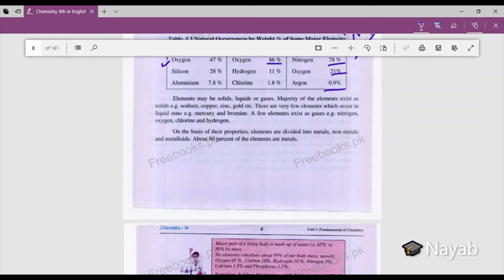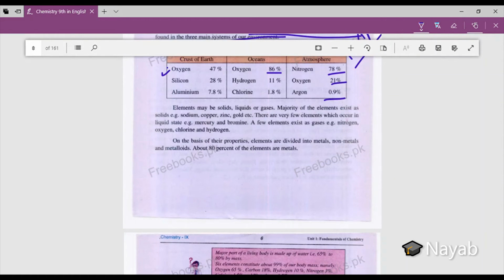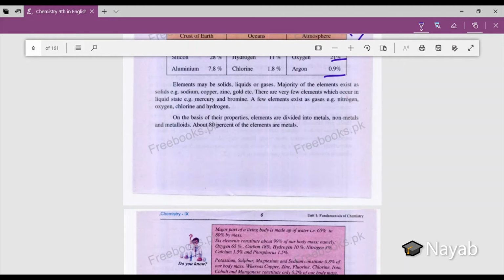Okay. A few elements exist as gases, for example, nitrogen, oxygen, chlorine, and hydrogen, as we already saw in the table. So these are the gases that exist in the gaseous form. Okay. On the basis of their properties, elements are divided into metals, non-metals, and metalloids also. These are another category of the elements. So elements may be in the form of metals, non-metals, and metalloids.